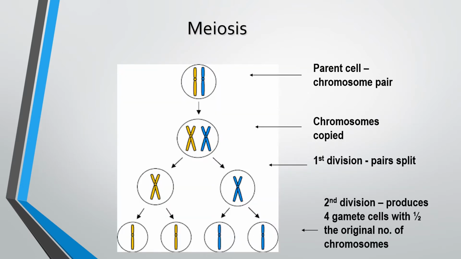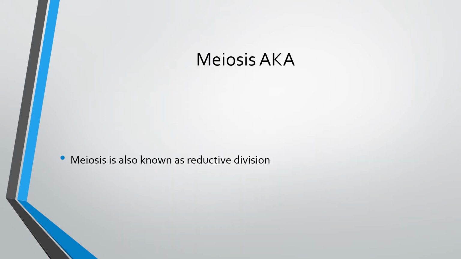The parent cell has a chromosome pair. The chromosomes are then copied. In the first division, the pairs split, and the second division produces 4 gamete daughter cells with 1/2 the original number of chromosomes, as shown in this graphic. Meiosis is also known as a reductive division because we're reducing the number of chromosomes from 2 to 1.